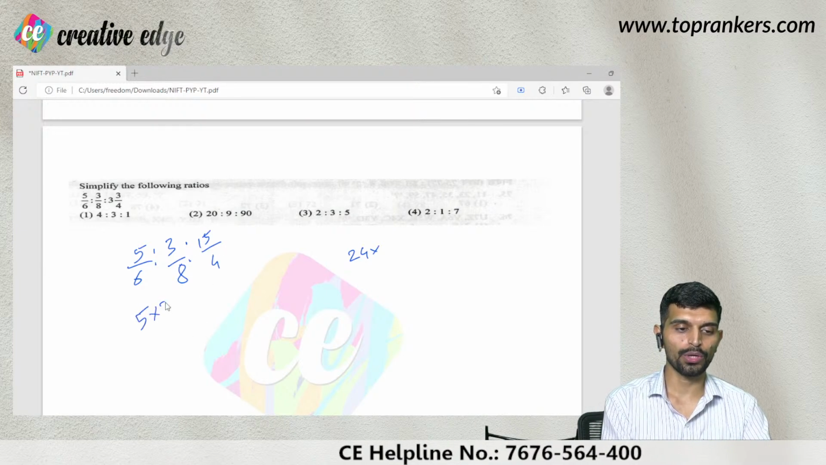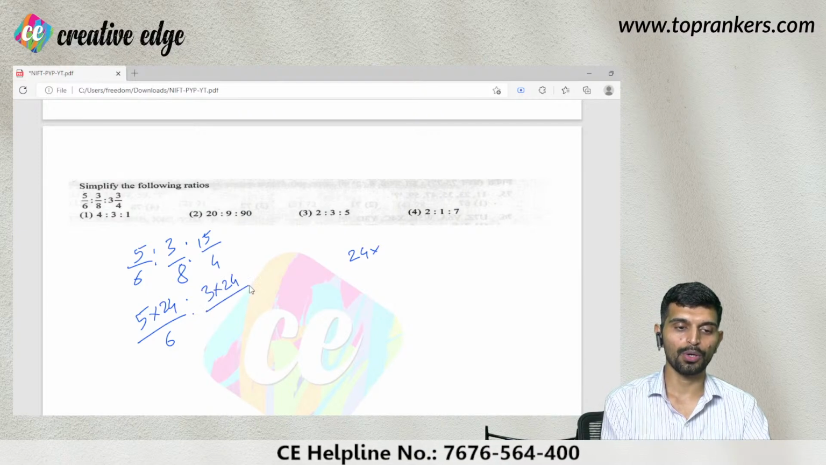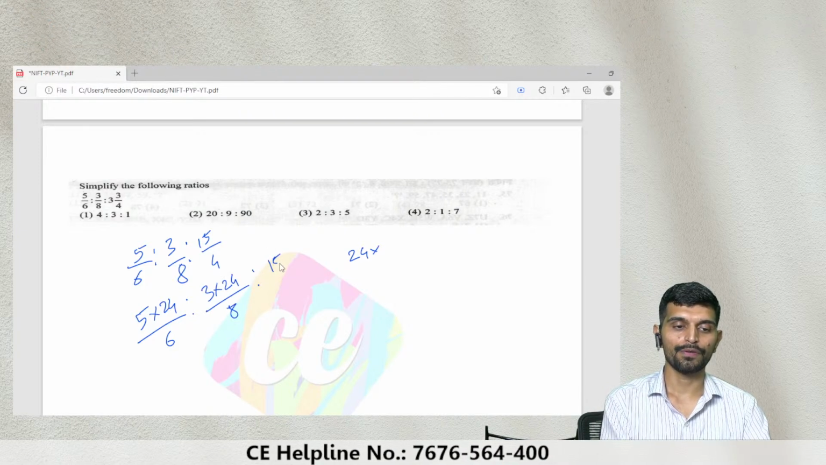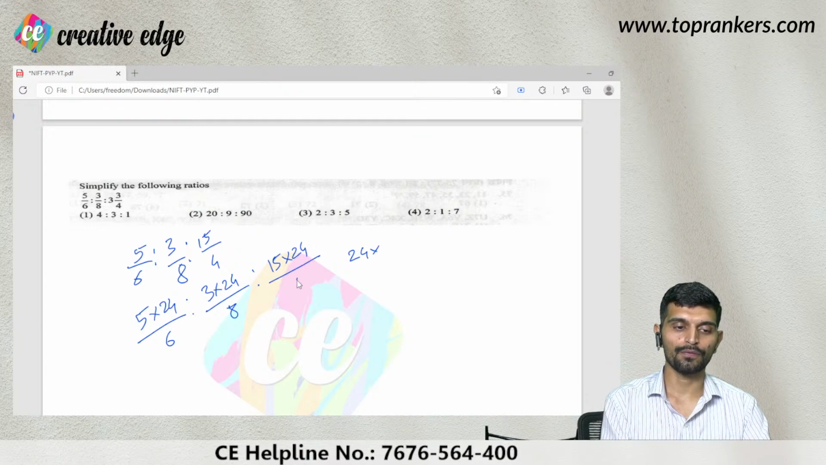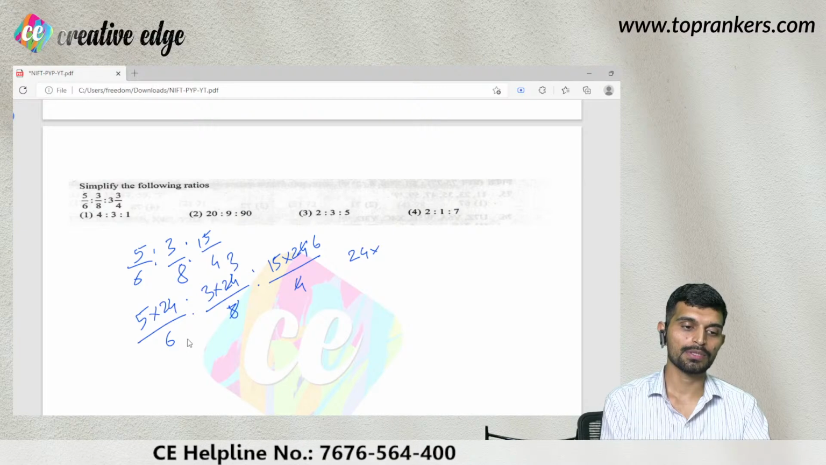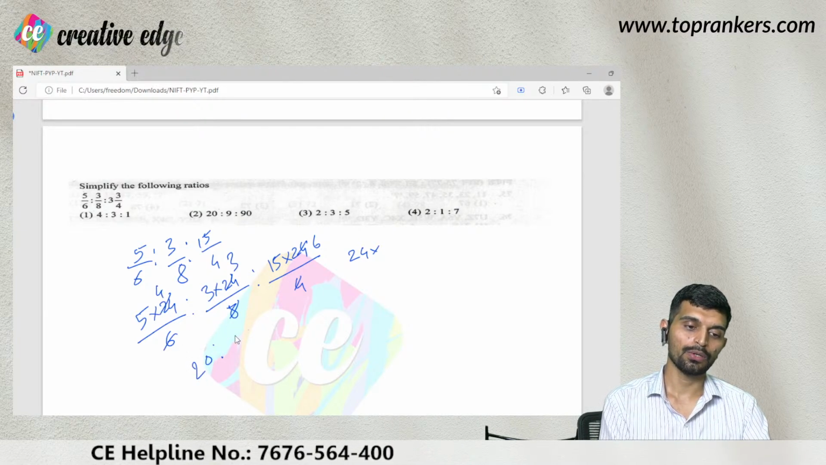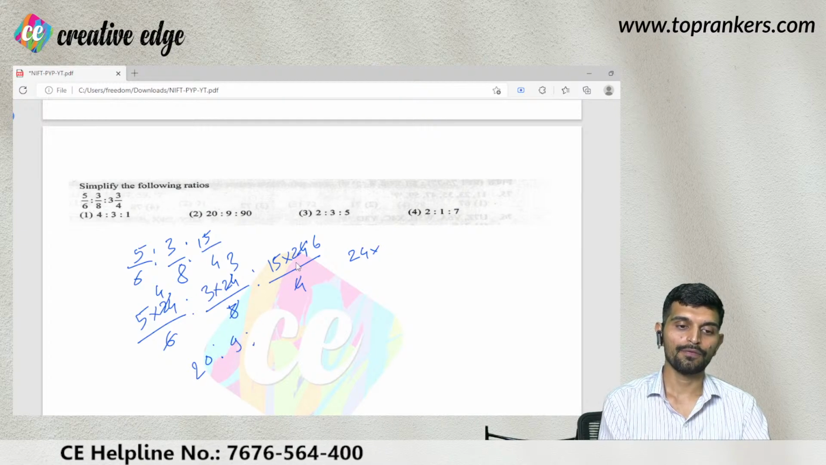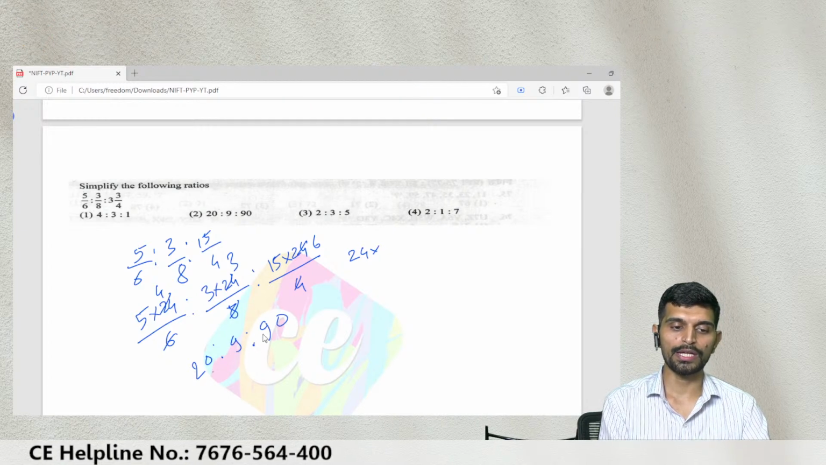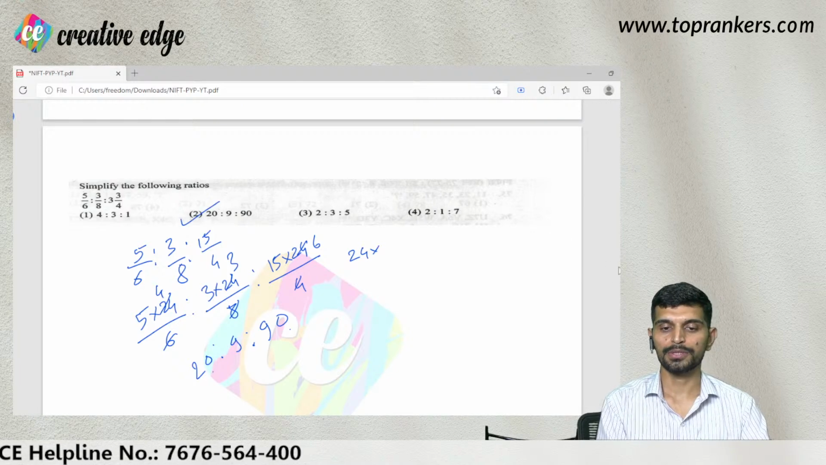So 5 into 24 upon 6, ratio 3 into 24 upon 8, ratio 15 into 24 upon 4. So this is 6 times, this is 3 times, this is 4 times. So 5 into 4 is 20, 3 into 3 is 9, and 15 into 6 is 90. So 20:9:90. Option number 2.